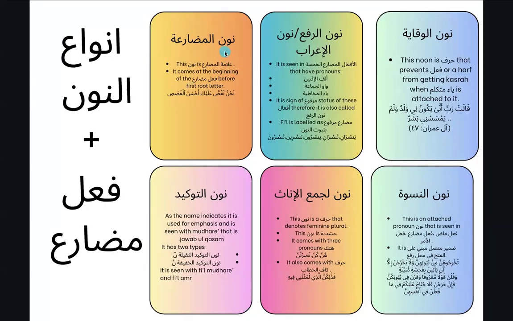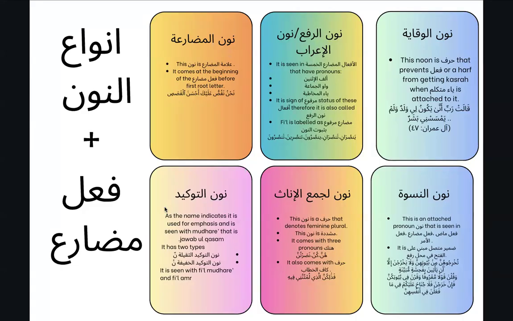The first type of Noon that can be seen with Fail Mudare is Nunul Mudariya. The second type of noon that can be seen as a part of the inbuilt structure of fi'l mudari can be nunul rafa or nunul i'rab. Then nunul waqaya. The noon that can be part of the inbuilt structure of fi'l mudari is nunun niswa. Then we can see noon li jamail inas with fi'l mudari, and then sometimes we can see nunu tawkid with fi'l mudari. So these are the 6 types of noon that can be seen with fi'l mudari.